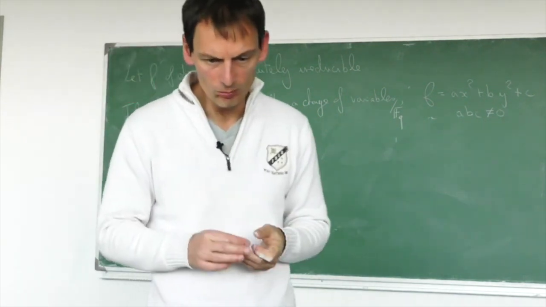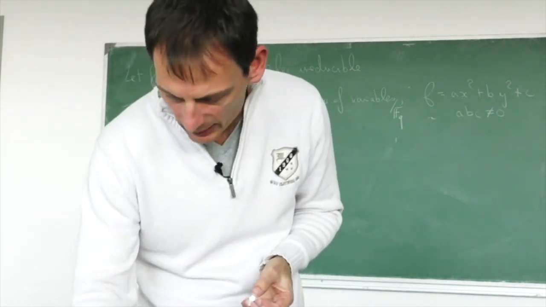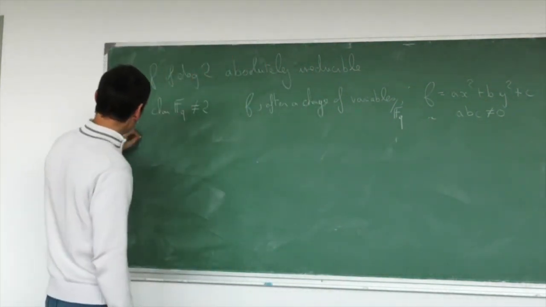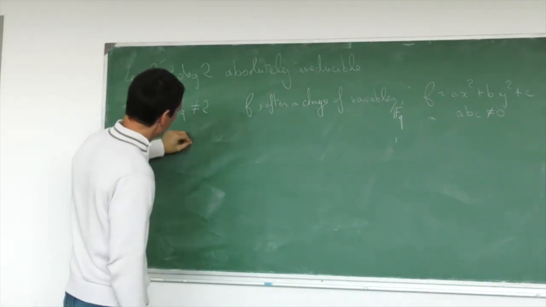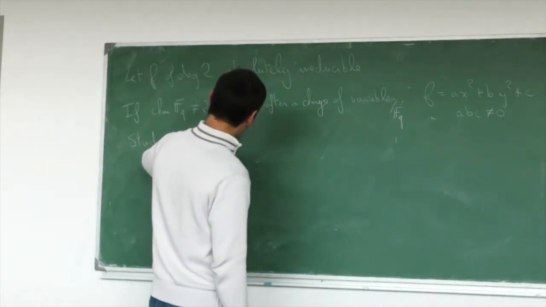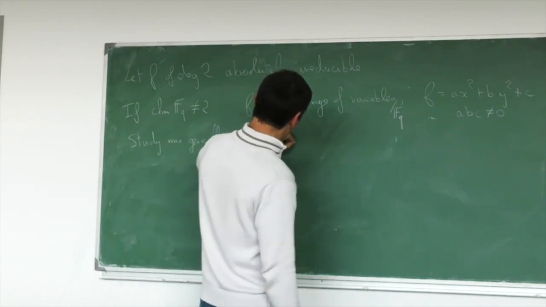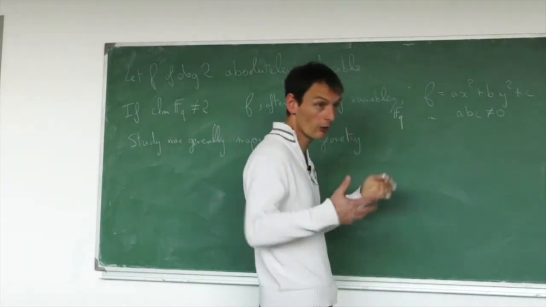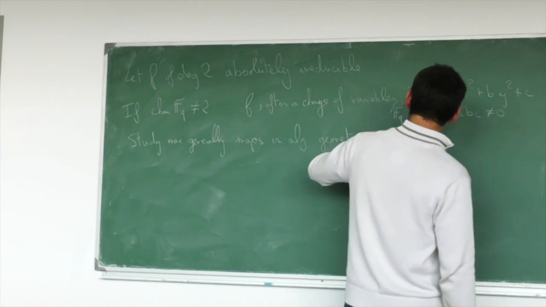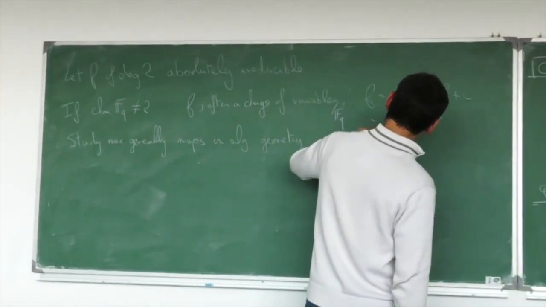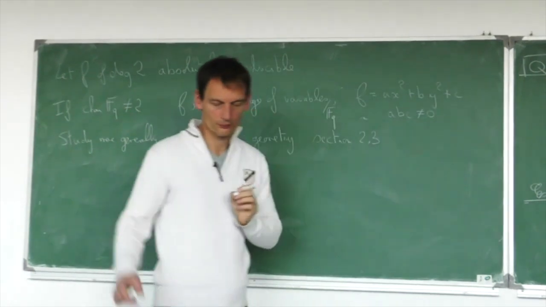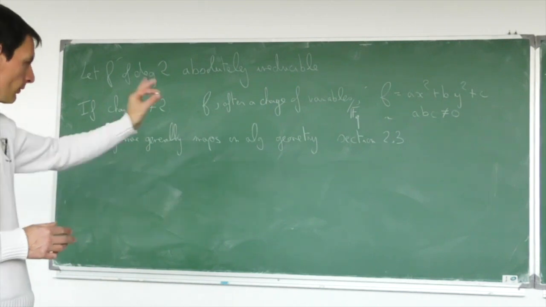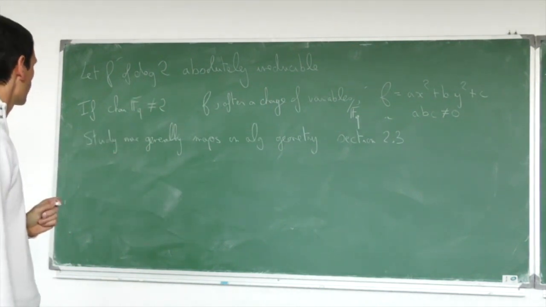And if you want to do more, because this is somehow a baby case, this is section 2.3. So study more generally maps in algebraic geometry. If you want to know more about what are the maps which are legal, maybe they are not only affine ones, this is section 2.3 of the notes. But be careful, here, it's done only in the projective case. But anyway, I think you can manage.